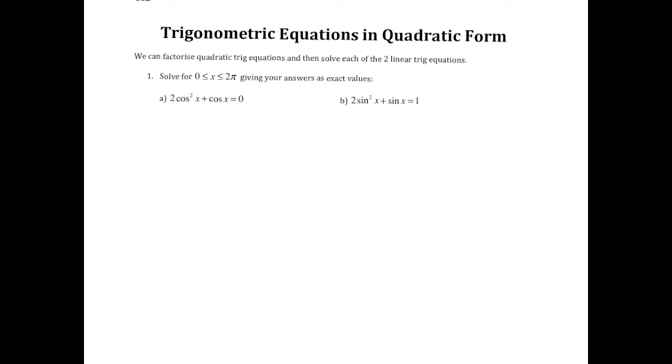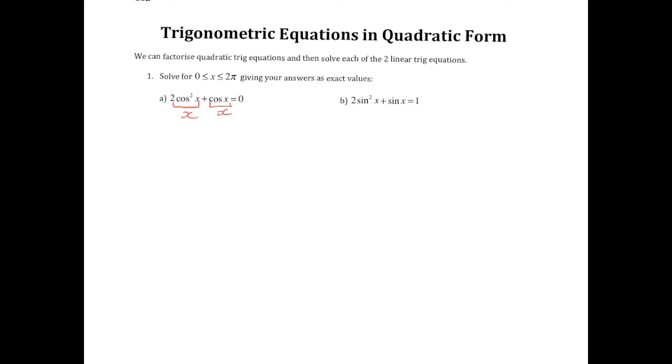So it says we can factorize quadratic trig equations and then solve each of the two linear trig equations. So you'll see what I mean by that. It says solve for x between 0 and 2 pi, giving your answers as exact values. Okay, let's start. I want you to pretend that cos x is like a big X or something.